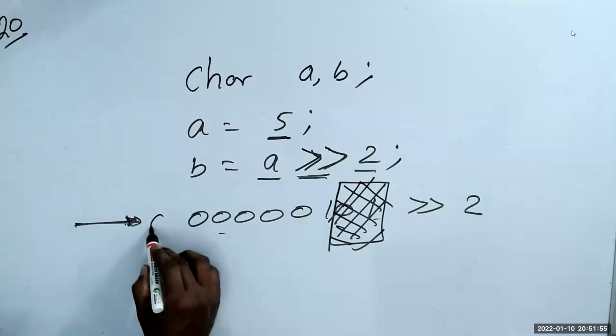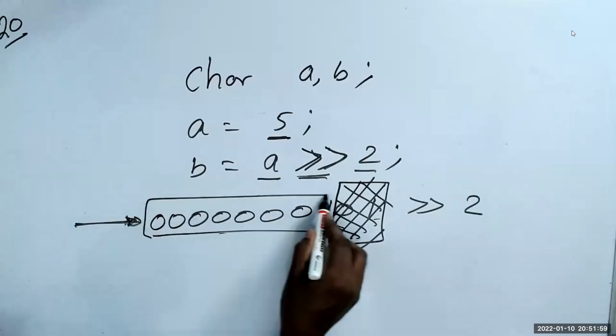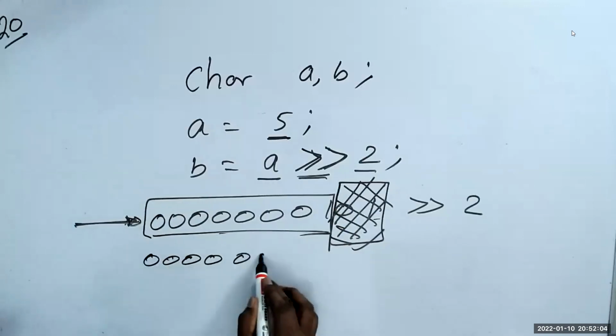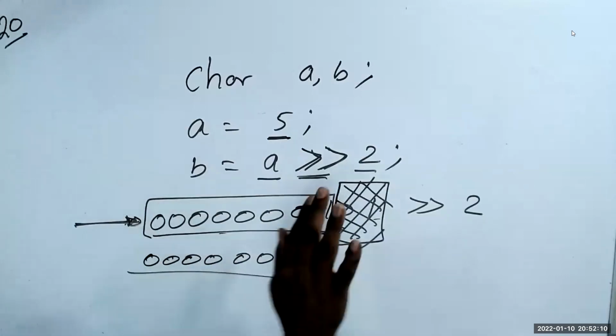I add 0, 0 here. There are 2 vacancies. I add 0 here. This is a value now. Now B becomes 0, 0, 0, 0, 0, 0, 0, 1. That's it. B becomes this. I pushed out. These 2 are gone now.